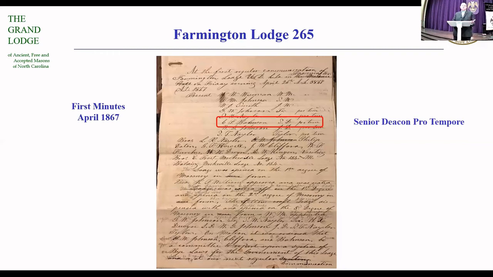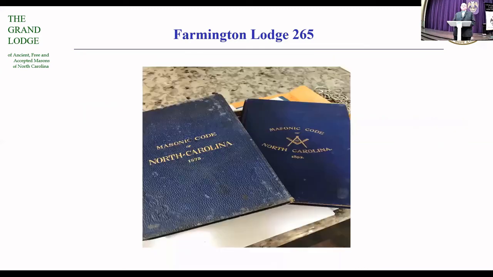Also, when you look at these minutes from their lodge, you see that as with other lodges of the time, the people who were members of the lodge, who were the leaders in the lodge, were the folks who were the movers and shakers in their communities. They were the leaders in their communities. And it's something that we see a lot in the earlier lodges in our state.